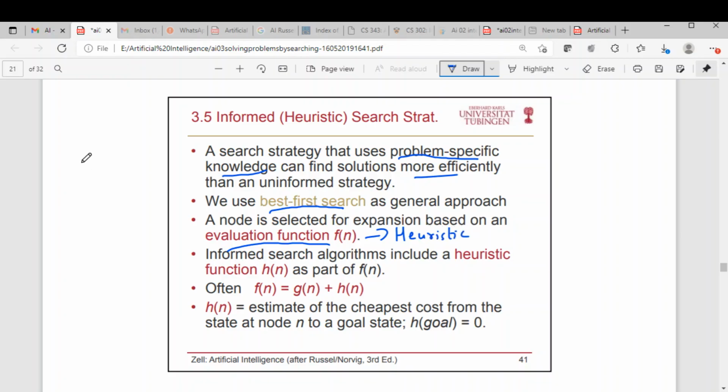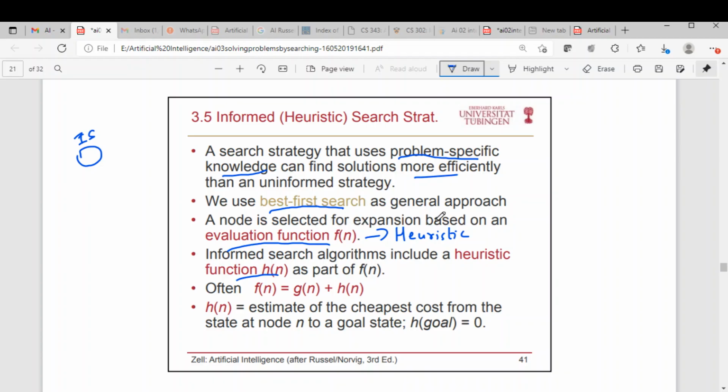Of course, the algorithm will continue starting from the initial state, but in case of depth first or breadth first, what is the rule? If it is breadth first, you explore all the children in order. If it is depth first, you go depth wise. That is how we explore. But here, this heuristic function will tell which node should be explored next. So informed search includes a heuristic function, which we call h of n.